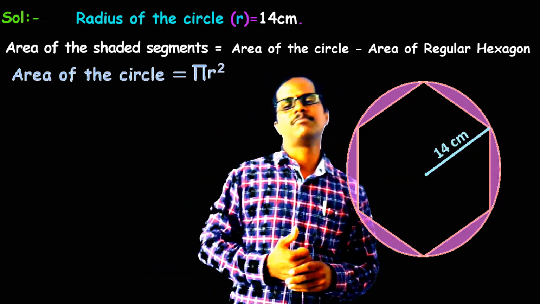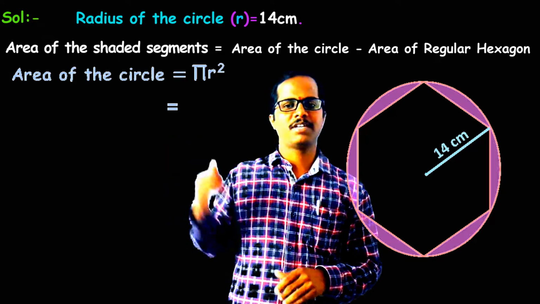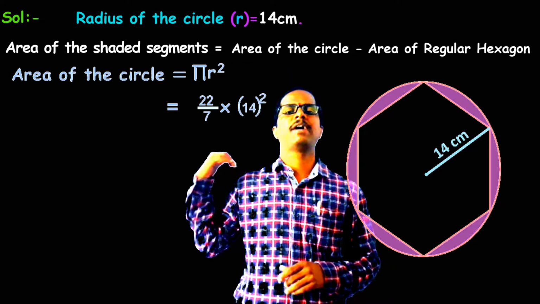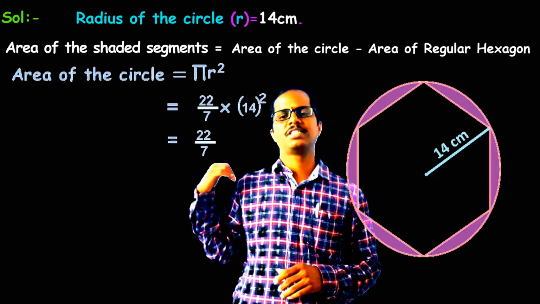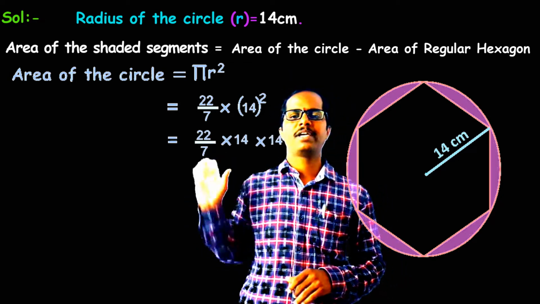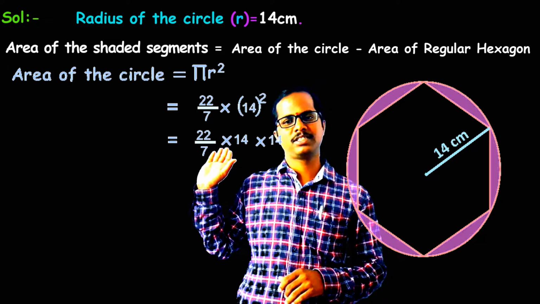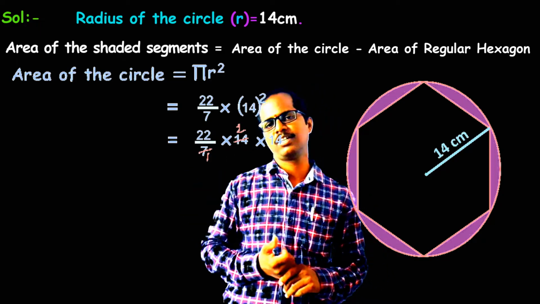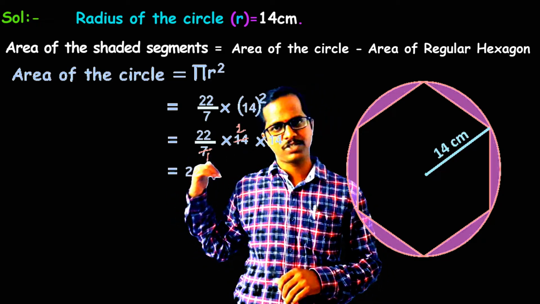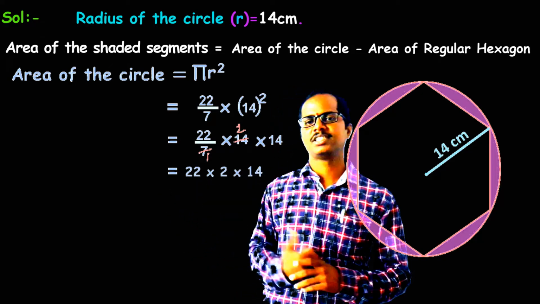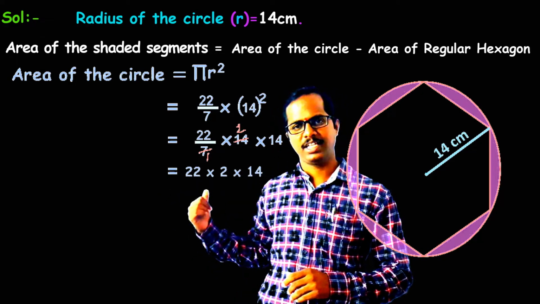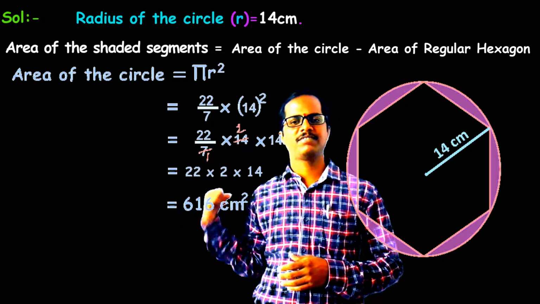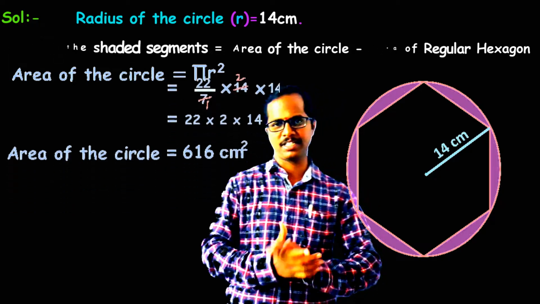Area of the circle is pi r square. By substituting the values, we get 22 by 7 into 14 square, and expanding 14 square we get 22 by 7 into 14 into 14. By cancelling 7 with 14, 7 ones are 7, 7 twos are 14, so altogether we get 22 into 2 into 14. By multiplying all these, we get the area of the circle as 616 centimeters square. So the area of the circle is 616 centimeters square.